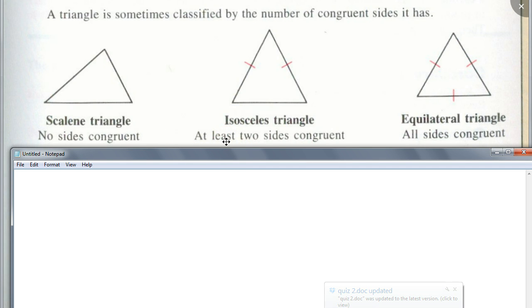Now, not only can we classify triangles by their sides, but we can also classify triangles by their angle measure. If all the angles of a triangle are acute angles, can anybody tell me what that triangle is called? Not too many of you know. If we have a triangle and all three angles are acute, what's an acute angle? An angle that is less than 90, between 0 and 90, right? So what kind of triangle is this if all angles are acute? Nicholas?